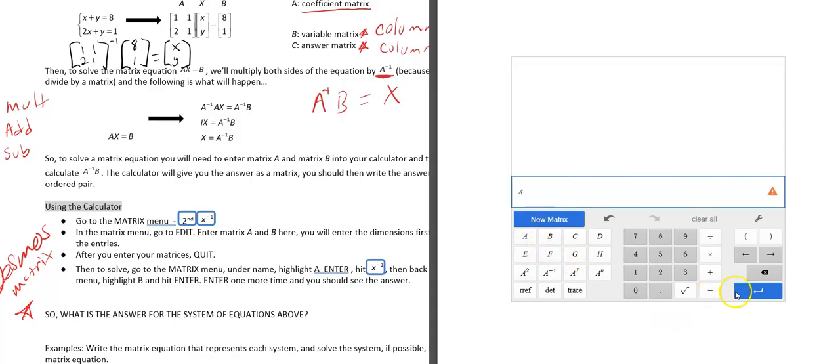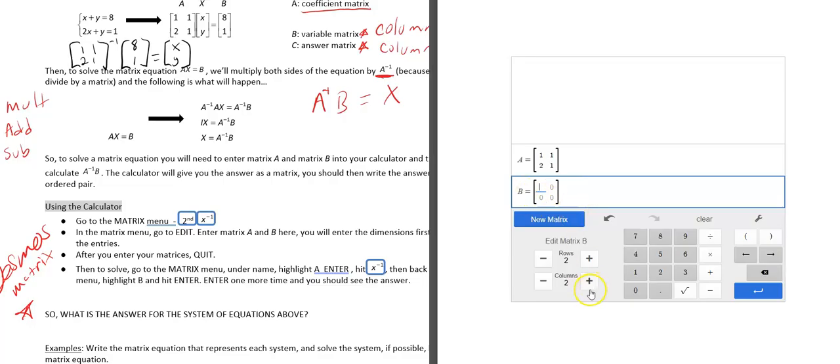New matrix. It's a 2 by 2, so I don't have to change my dimensions. So I have 1, 1, 2, 1. That's matrix A. Then I have matrix B. I'm going to call this matrix B, my column matrix with my answers. New matrix, and it is 2 rows, 1 column. It's a column matrix, so it only has 1 column. 8 and 1.